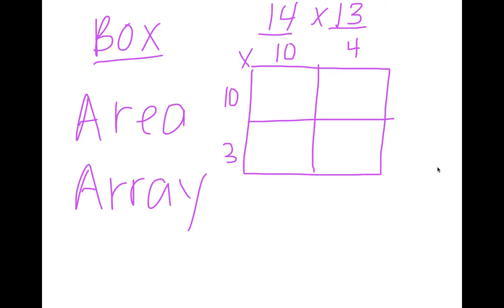Put your multiplication symbol in the corner so that you remember you're multiplying these numbers by these numbers. And each of these smaller quadrants will be the length times the width. So the length here is 10 because this whole column is 10. Okay? So let's begin. 10 times 10 is 100. 10 times 3 is 30. 4 times 10 is 40. And 4 times 3 is 12.